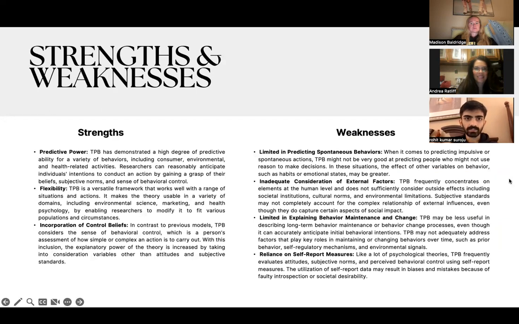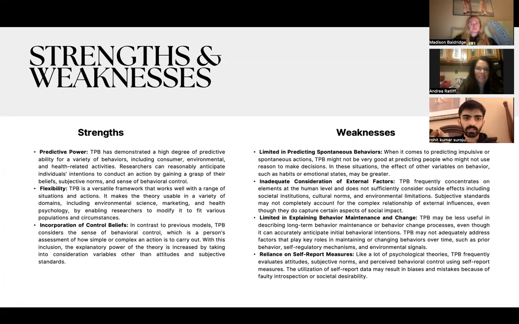Hi everyone, this is Rohit Kumar Saroju. I'm going to talk about strengths and weaknesses of the theory of planned behavior. When it comes to strengths, this method helps to predict if you'll do something by understanding your thoughts, what others think, and how easy you think it is to do.